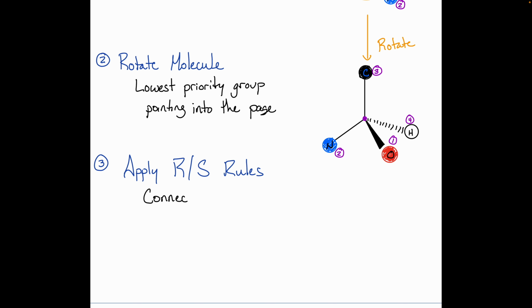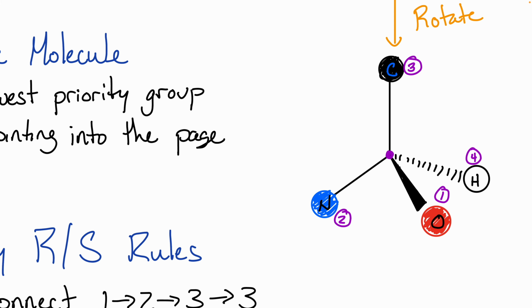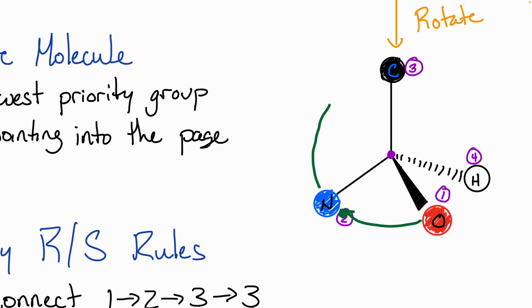All right, what we're going to do is draw arrows to connect 1 to 2, 2 to 3, and 3 back to 1. So looking here, I'm going to draw in these arrows that connect my first priority group to my second priority group, oxygen to nitrogen, 2 to 3, and then 3 back to 1.